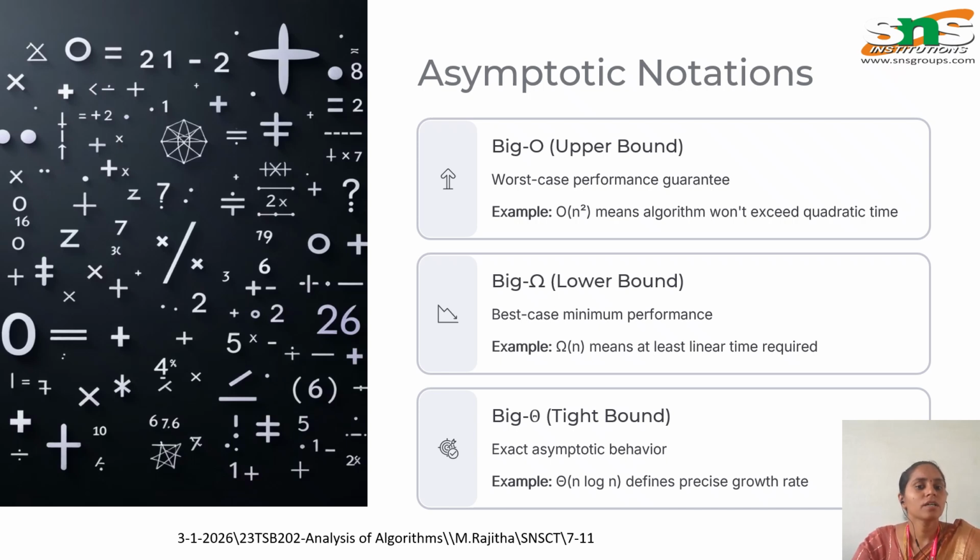Asymptotic notation. Big O notation represents the worst case upper bound of an algorithm. It guarantees that execution time will not exceed a certain limit. Big omega represents the best case lower bound. It tells the minimum time required. Big theta represents the tight bound. It describes exact growth behavior when best and worst cases are of the same order. These notations help standardize algorithm analysis across platforms.